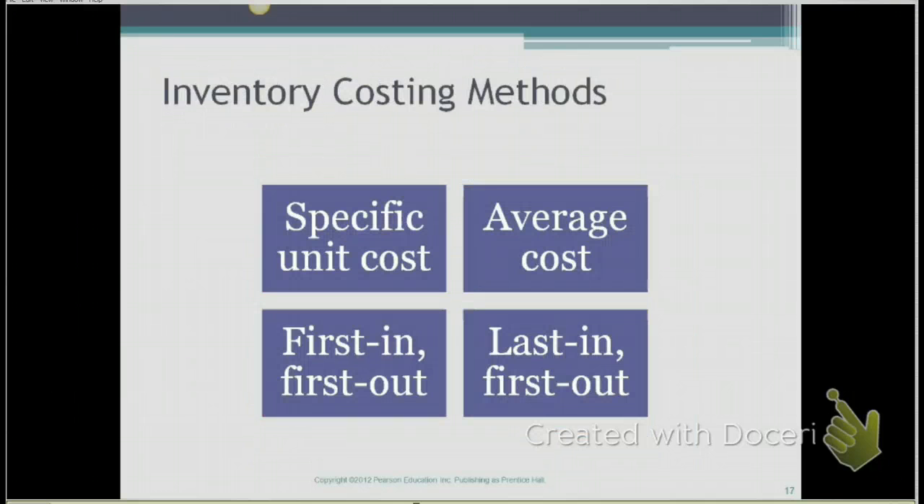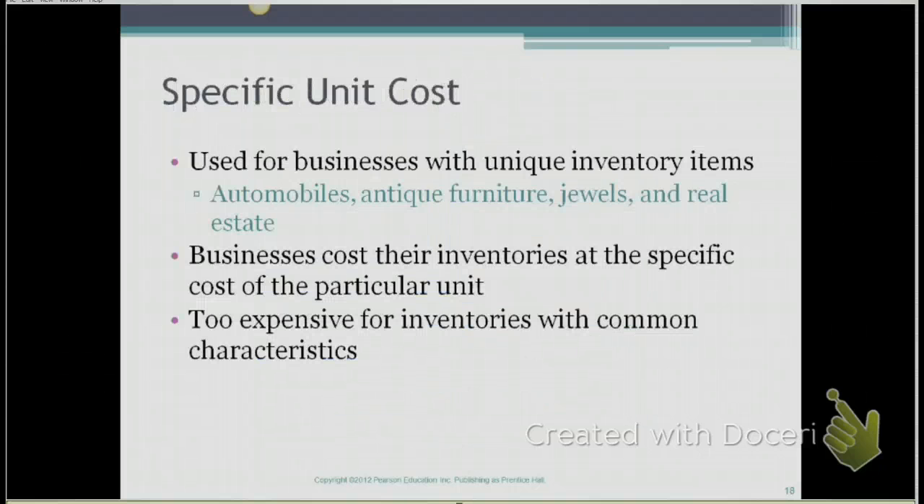Companies use 4 inventory costing methods to value their ending inventory and cost of goods sold. The 4 methods are specific unit cost, average cost, first in, first out, and last in, first out. Specific unit cost is only used by very few companies. Typically, it's used by businesses that have unique inventory items. Typically, automobile companies, antique furniture, jewelry, real estate, those kind of companies.